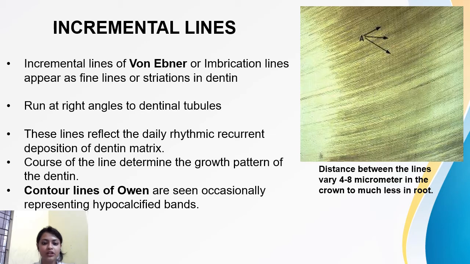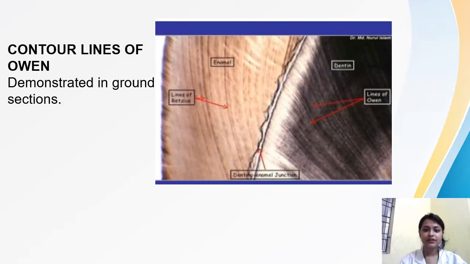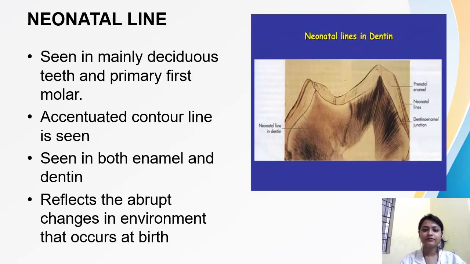Contour lines of Owen are seen occasionally, representing the hypocalcified bands. You can see in this image. Contour lines of Owen also demonstrated in the ground section. We can see the lines of Owen. Here it is clearly depicted.